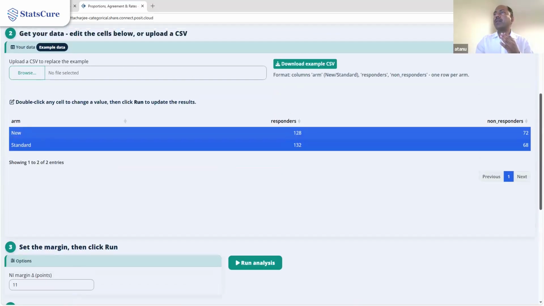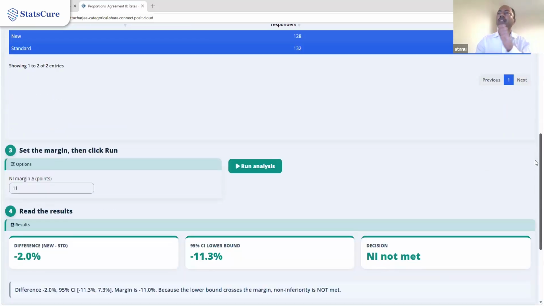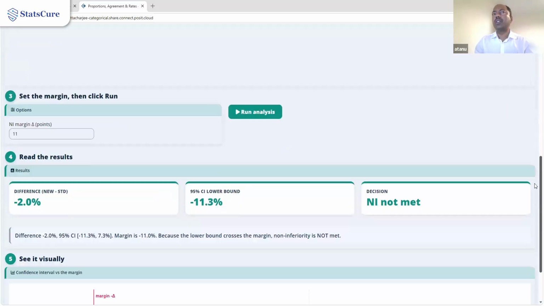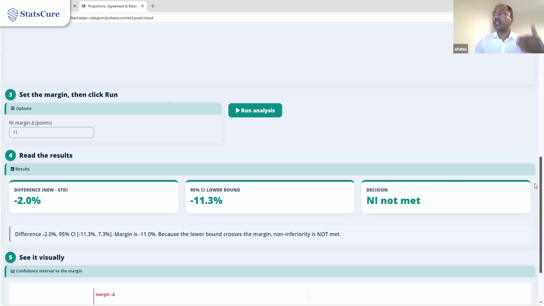Here in this example, we are having exactly the same number in the standard arm and new arm, but it's not that both should always have equal numbers. It could vary. Instead of a total of 200, it could be 180 and 220 or something different. But still we are going to get these results, and that's absolutely fine. And this is going to give us the consideration of whether non-inferiority margin is met or not.